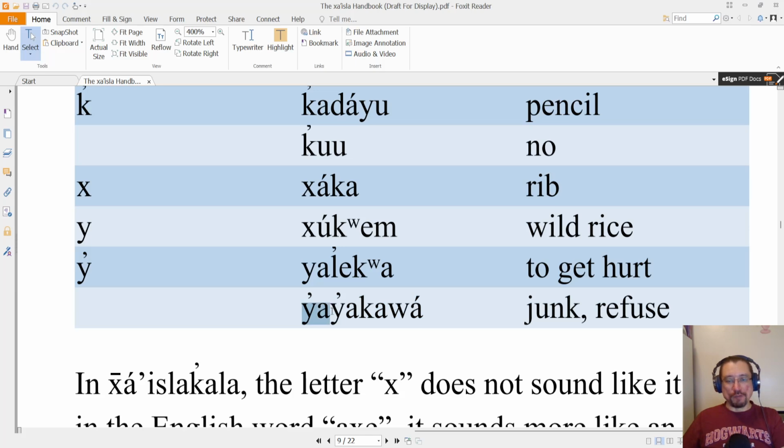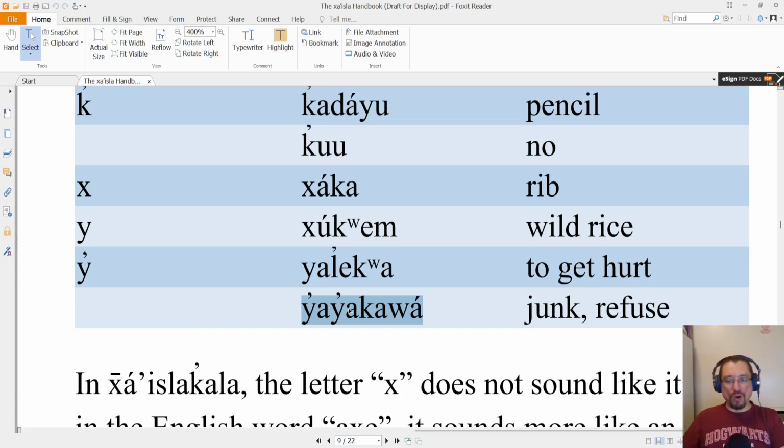Again, if you've been paying attention to the previous videos, we're going to hear a slight pause in front of the second glottalized Y. The first glottalized Y is going to sound like a regular Y because it's at the beginning of the word. But the second Y is going to have a slight pause. So listen closely as I say the word. Ya ya kya wa.